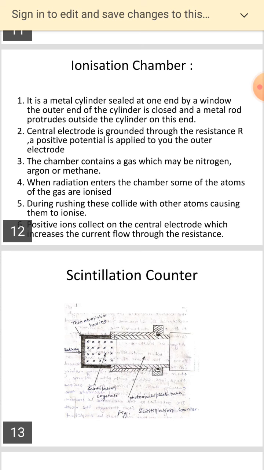When radiation enters the chamber, some of the atoms of the gas are ionized. The resulting ions travel towards the respective electrodes. During rushing, these ions collide with other atoms, causing them to ionize. As the positive ions collect on the central electrode, the DC potential of the electrode is increased, causing current flow through the resistance R. This voltage may be then amplified and measured.